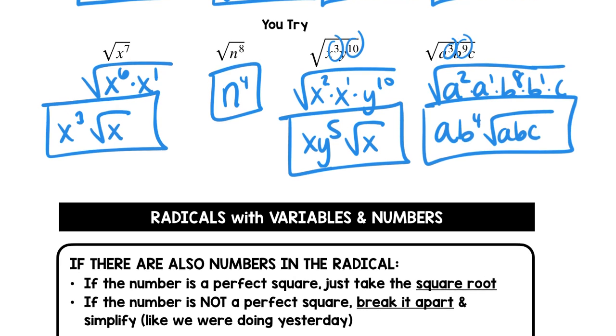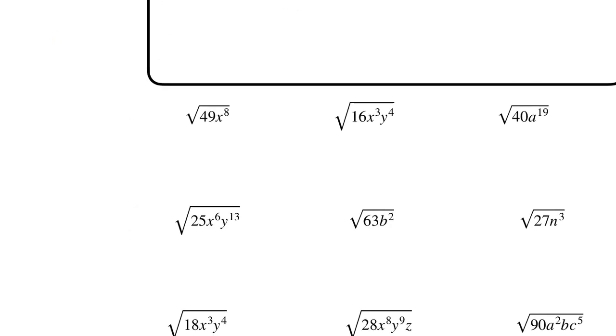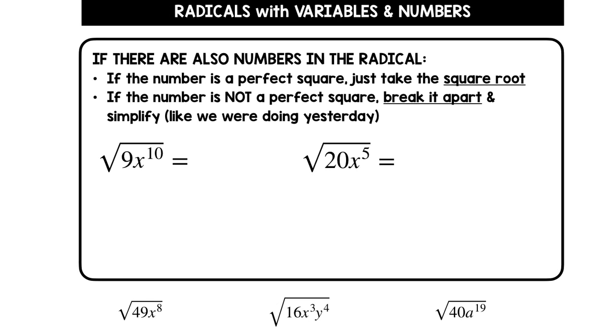So now we're moving on to radicals with variables and numbers. So on this page, we will see variables and numbers under the root. It says if the number is a perfect square, just take the square root. If it's not a perfect square, you have to break it apart and simplify like we did on Friday. So the square root of 9x to the 10th, 9's already a perfect square. The square root of it is 3. And then the square root of x to the 10th is x to the 5th. That's what we've been doing today.